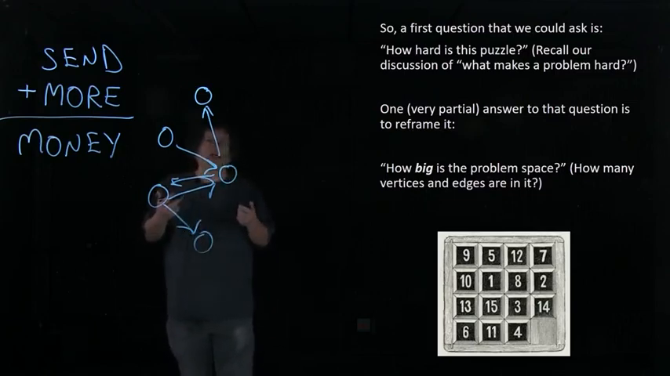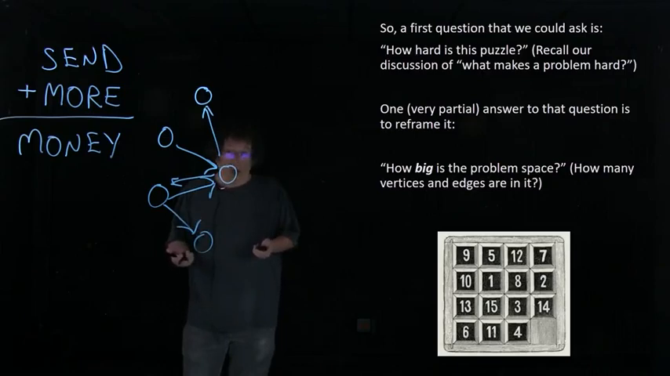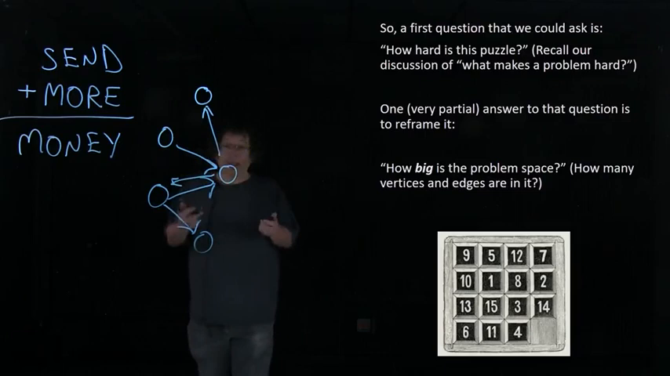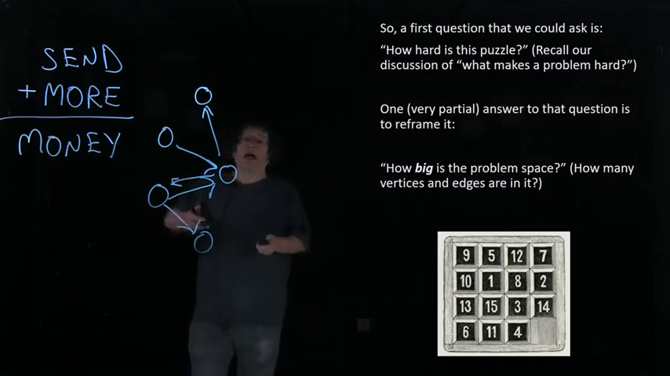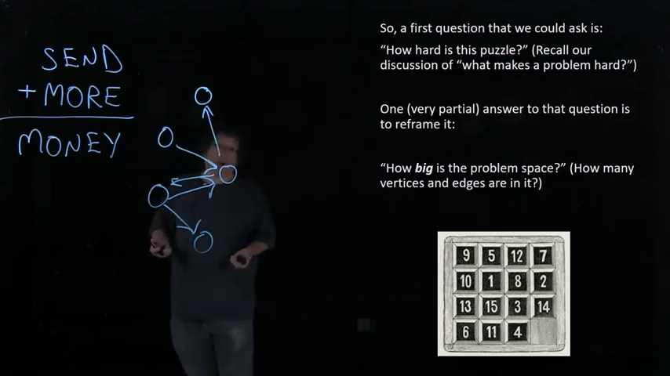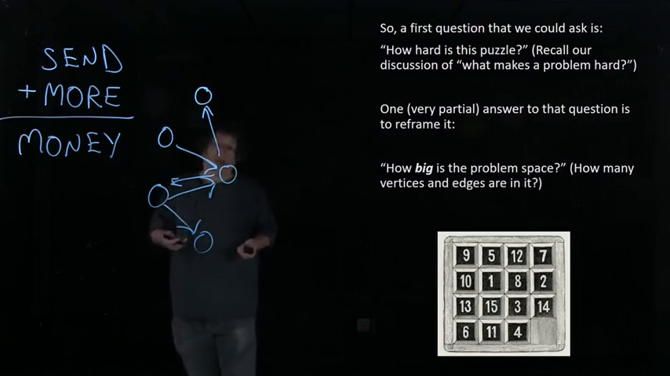First of all, we could talk about how hard a problem is. What does it mean? We've thought about this question of what makes a problem hard. Well, one of the questions about a puzzle is, is it a hard puzzle or an easy puzzle? And one way to reframe that question, not the only way, it's not the only factor, but one way to reframe that question is to think about how big is the problem space? And by that I mean, how many nodes, how many vertices are there? How many distinct states are there in the problem? That's at least a rough measure of how difficult the problem is.